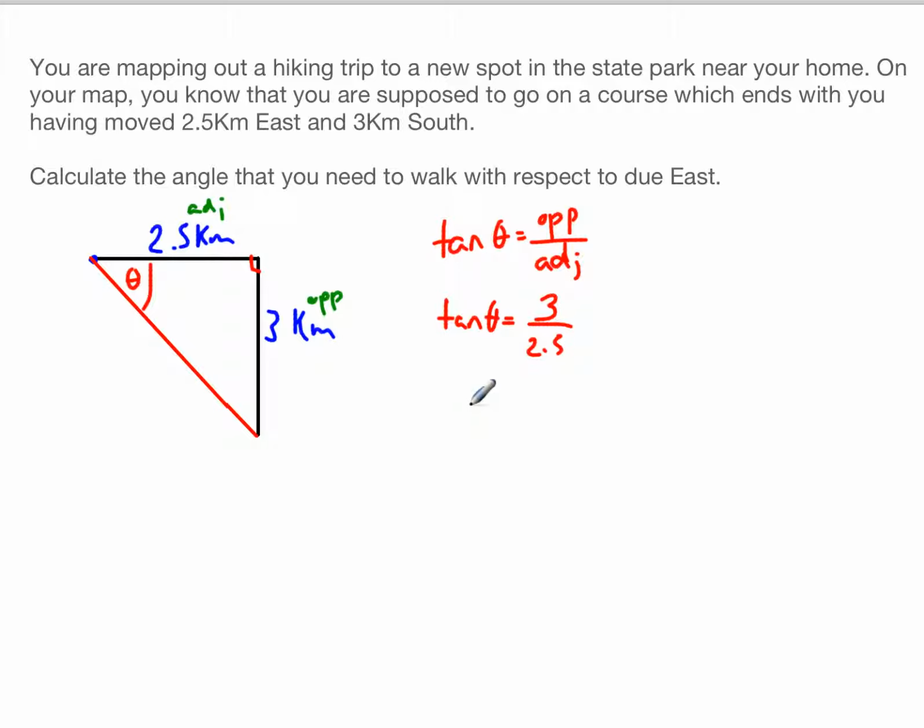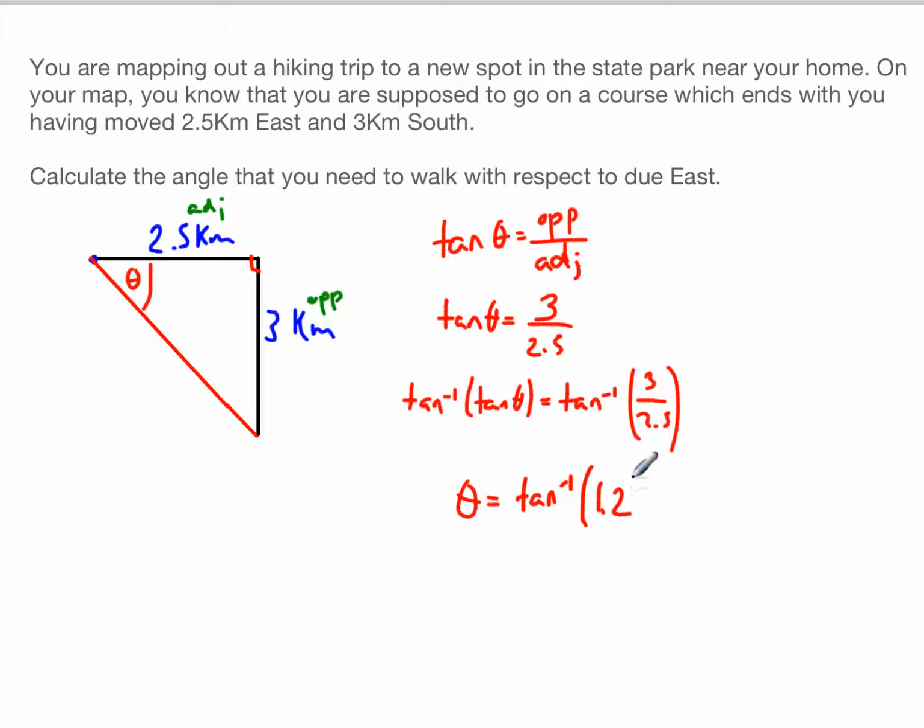All right, we're solving for an angle here, which means what? We've got to use an inverse trig function. It's tan of theta, so we got to use arctan to solve for just theta. Whatever we do to one side, we have to do to the other. And there you go. So we'll be left with theta is equal to the arctan of 3 over 2.5. So it'll be the arctan of 1.2. Plug that into your calculator, and we get 0.876.